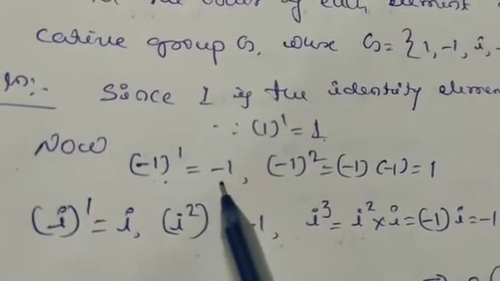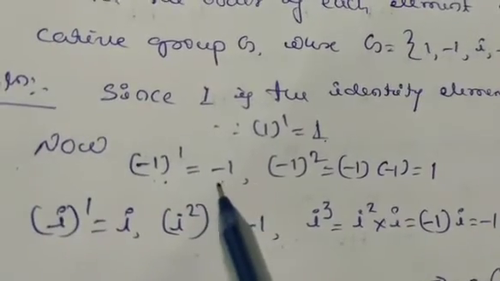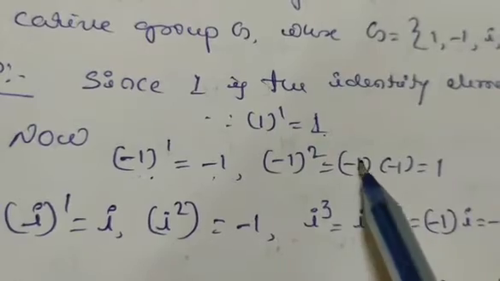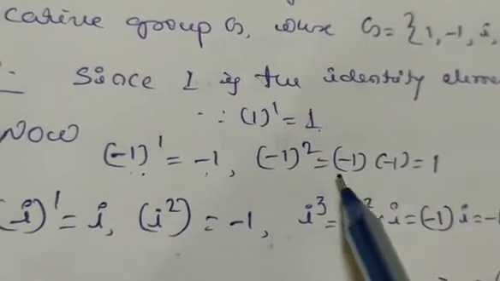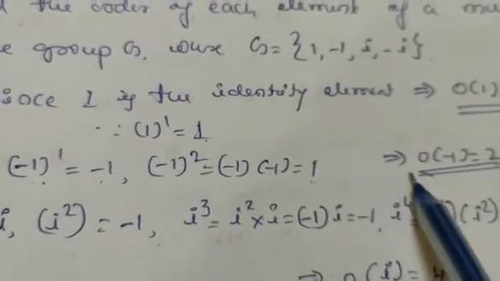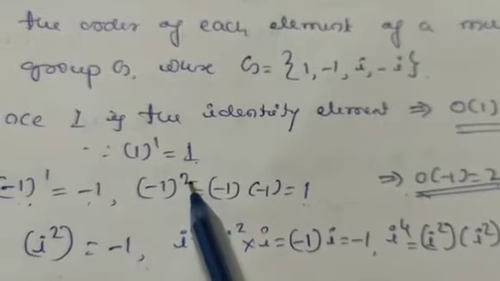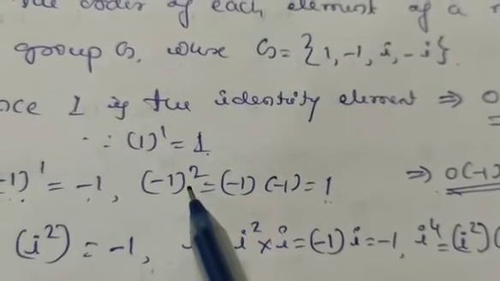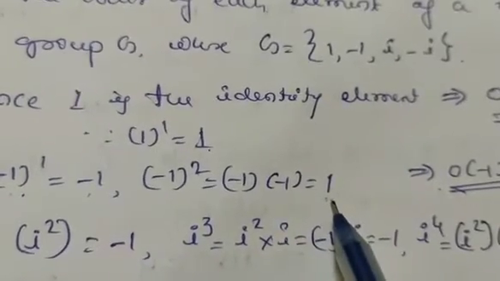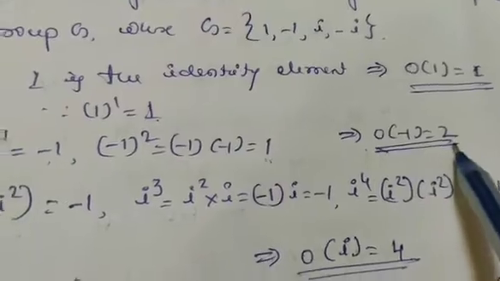So this is not the order of -1, because here we want the identity element. So -1 squared is -1 into -1, which equals 1. Therefore this is the identity element. So this implies the order of -1 is 2. The number of times we multiplied -1 to get the identity element is the order of -1. So the order of -1 is 2.